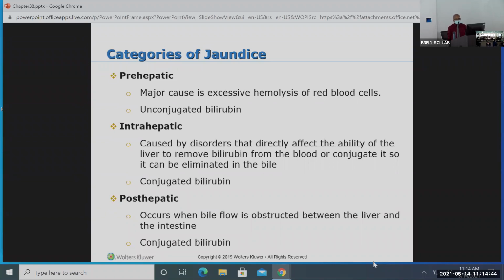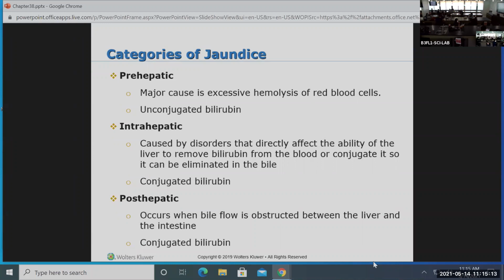Hemolytic. That means breakdown of what? Hemo, RBC. Hemolytic jaundice is caused by excessive breakdown of RBC that leads to jaundice. That is called hemolytic jaundice. Is it clear? Now, intrahepatic.